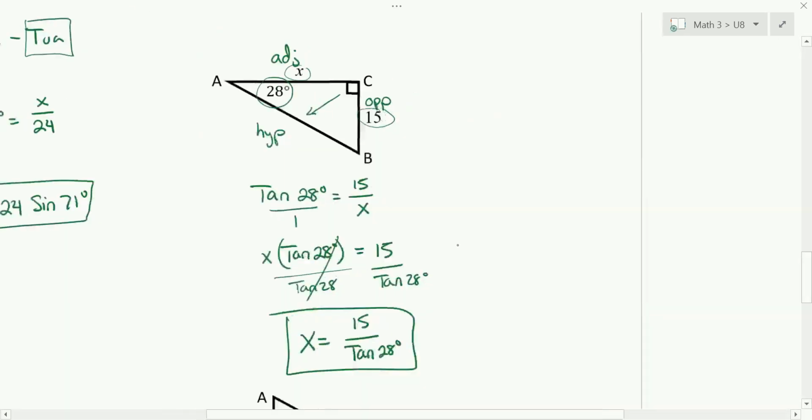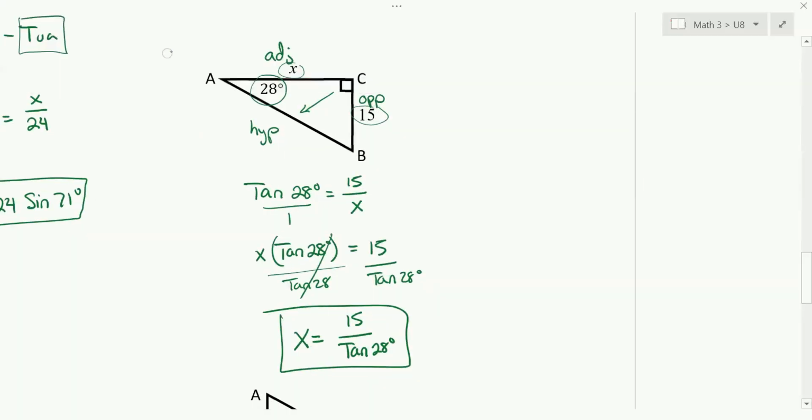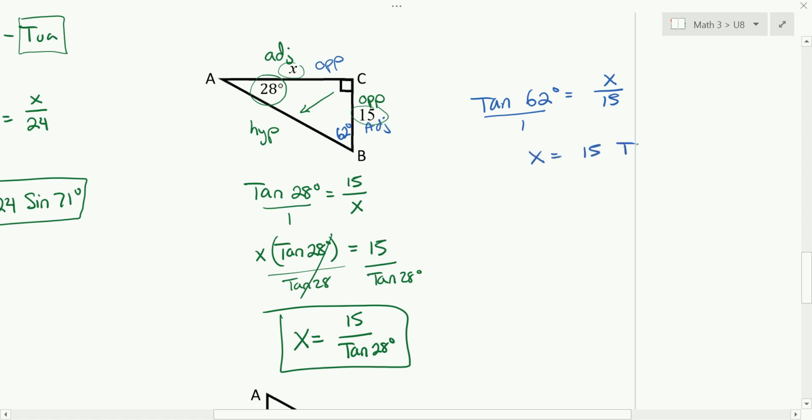So if you use the other angle, what'd you get? Okay, so you found this is 62. Because you found it, okay, I need to figure out. And so now this would be the opposite side. And this would be the adjacent side, right? And so you write tangent 62 degrees is opposite over adjacent. Cross multiply, and you get x is 15 times the tangent of 62 degrees. You can do that. So both of those are correct. And if you had a calculator, you type this one in or type that one in, you get the same exact answer.